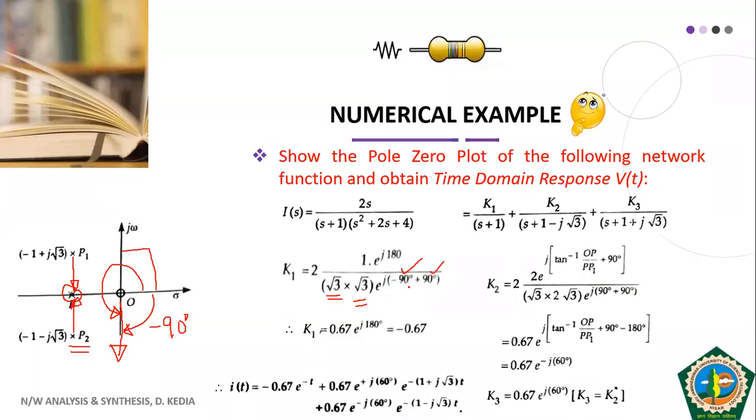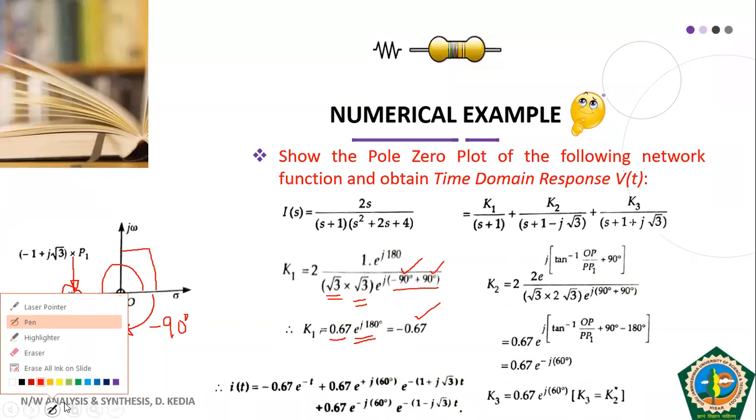So 90 minus 90 is nothing but 0. E raised to the power 0 is 1. So 1 by root 3 becomes 3. So 1 by 3 is nothing but 0.67 e raised to the power j180. And you solve it, you get this. This is how we obtain K1.